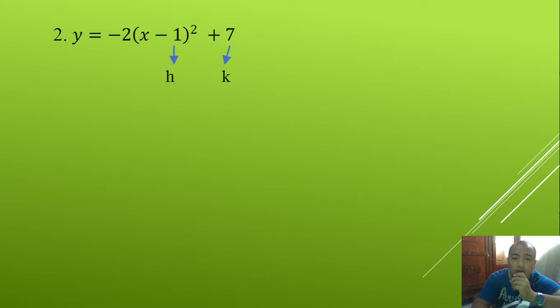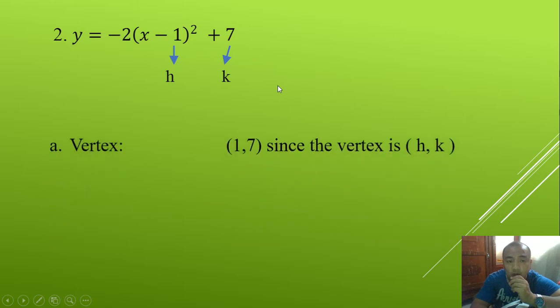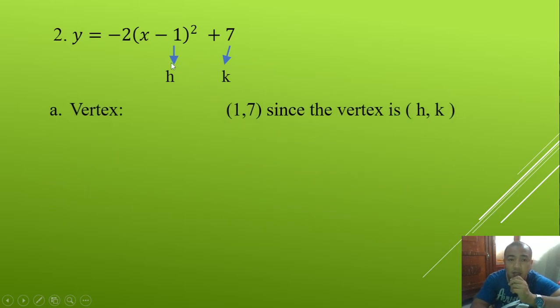Let's have another here. Identify the properties of the quadratic function given in vertex form. y equals negative 2 quantity (x minus 1) squared plus 7. So we have here x minus 1. What do you think is the value of h? 1, correct. Positive 1 is the value. But if this is plus 1, h is negative 1. Now we have here plus 7. What do you think is the value of k? Still positive 7. Do not change the sign of k. Only the h. So therefore the vertex is (1, 7). So when the quadratic function is in vertex form, you can immediately determine the vertex. Here, (1, 7).